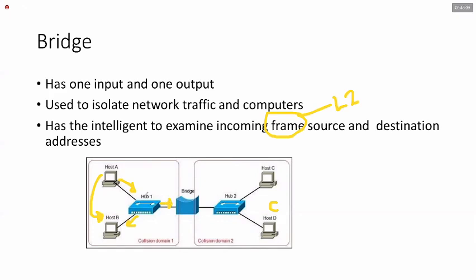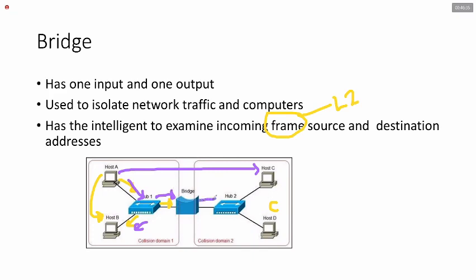Now let's say A is trying to send this purple color message to C. A will send it to hub 1, and hub 1 will send it to B and the bridge. When it comes to the bridge, it will look at it and see, okay, this message is for C. C is on my other side, not in side 1, it is in side 2. The message is coming from side 1, so I have to pass it to side 2.